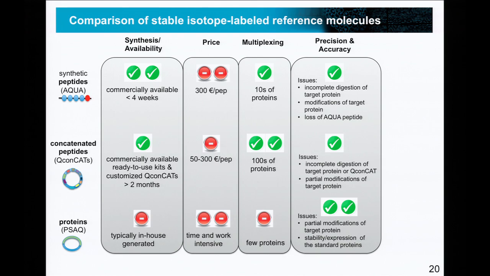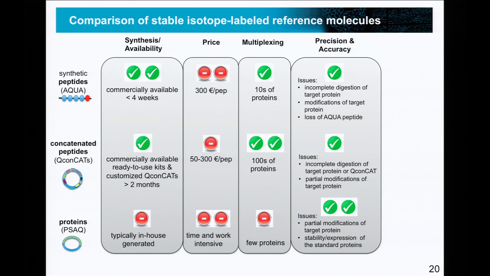And the reason why the protein standards are more accurate is the fact that only with these molecules you can account for incomplete digestion of your target proteins. Only when you work with a protein standard and you spike it in before digestion, you do not really need to worry about digestion efficiency, because your target protein and your reference protein should be digested in a very similar way. And this is not the case with these 2 peptide-based approaches. There you will always have issues with this.